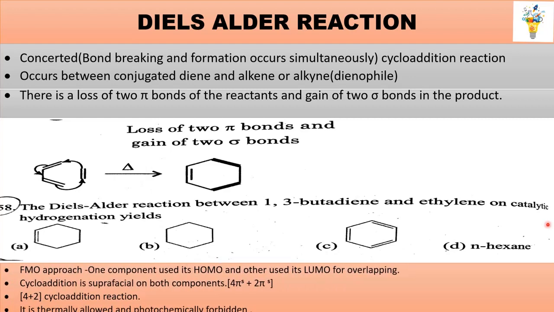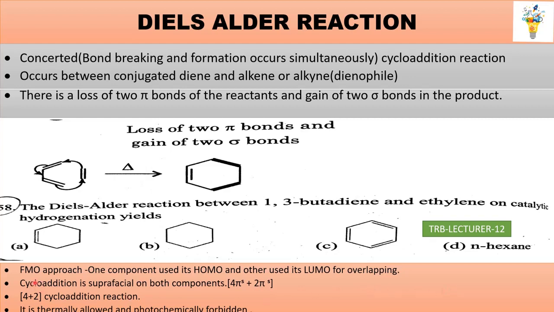It is the 4+2 cycloaddition reaction. It is called a 4+2 addition reaction. Butadiene consists of 4 pi electrons, and in an alkene like ethylene or an alkyne there are 2 pi electrons. So the cycloaddition involves 4 pi suprafacial and 2 pi suprafacial, that is, the overlapping of the orbitals is suprafacial, on the same plane, of the 4 pi orbital of the butadiene and the 2 pi orbital of the ethylene.